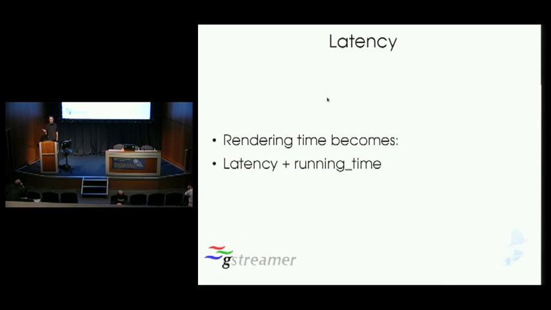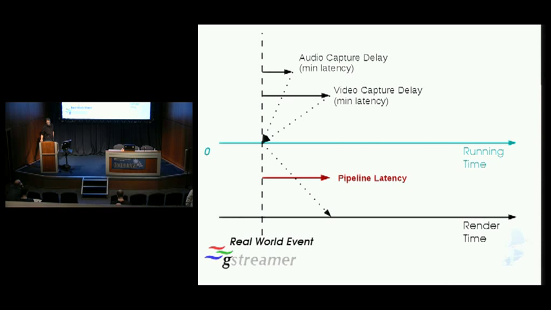So the rendering time changes slightly, the synchronization. We're no longer just synchronizing against, okay, let's figure out the running time for that buffer, and then I synchronize it against this clock running time. We will actually need to add that latency. We did modify the running time of the buffers because they do correspond to the same event in time. But when we do the synchronization, we will delay the synchronization by the pipeline latency.